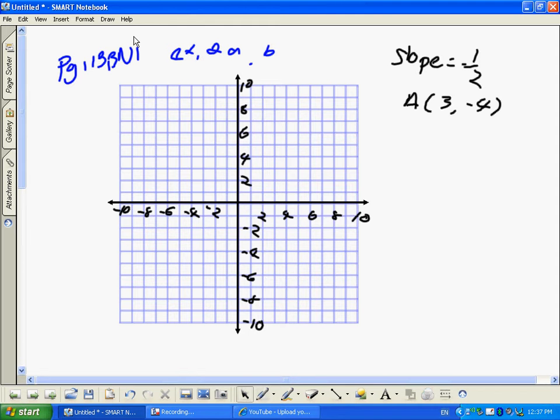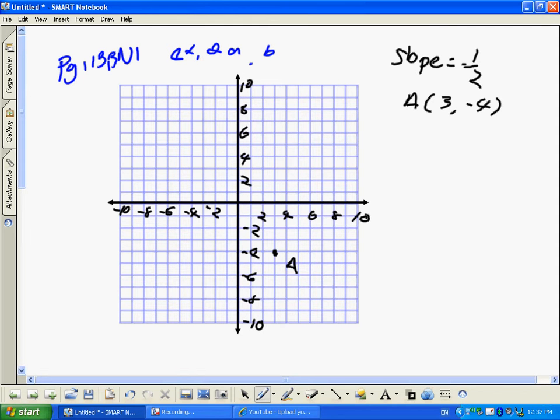Question 2A, they've given us a point A is at 3 and negative 4. Yes, 3 negative 4, go over 3, down 4. This is our point A.